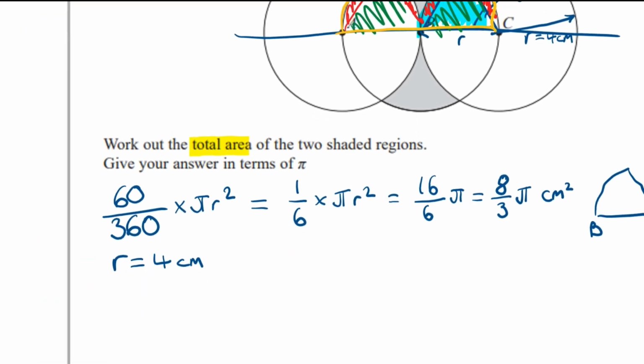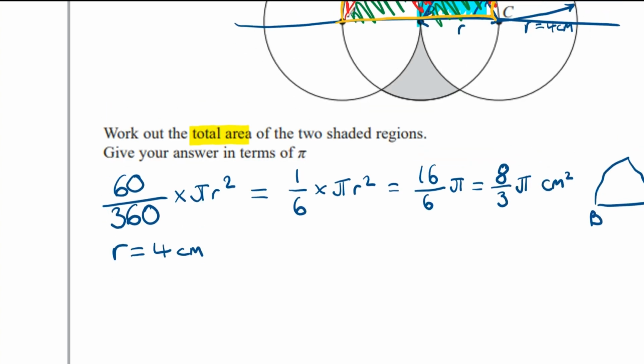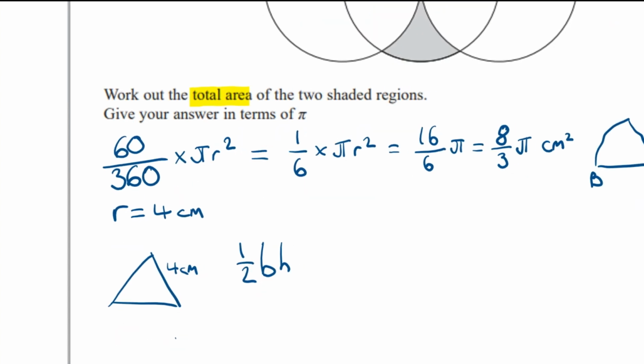Let's go through it. So we've currently got this segment which includes the triangle and the little sector at the edge. So we want to get rid of that triangle, and we need to find the area of the triangle regardless. So we've got our equilateral triangle, and each side has a distance of 4 centimetres. For the area of a triangle, we need a half base times height. So it's going to be a half BH equals the area.